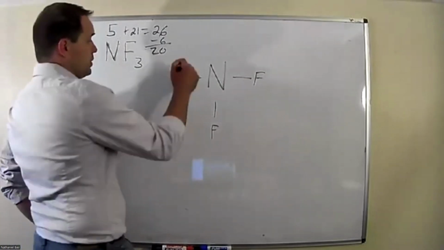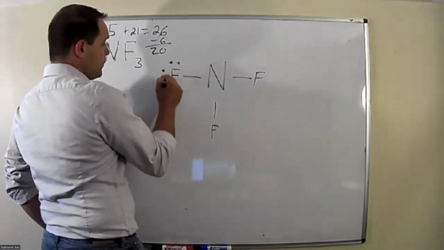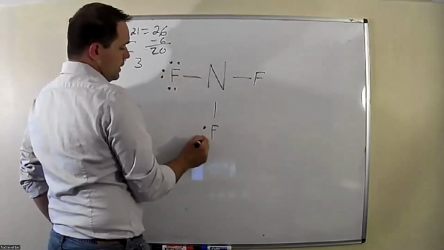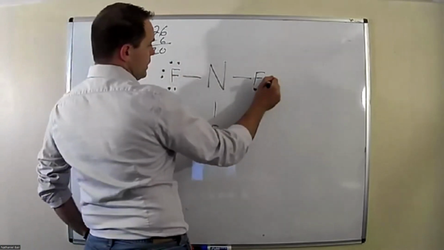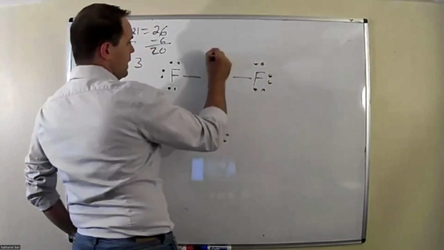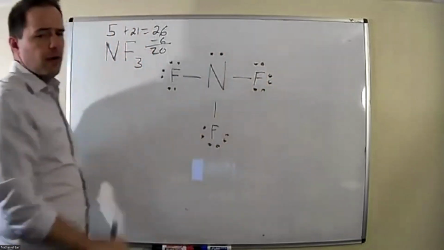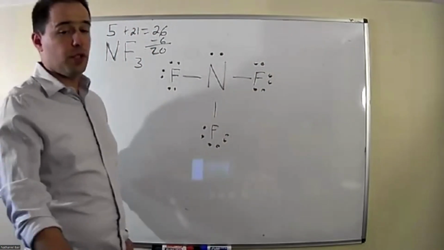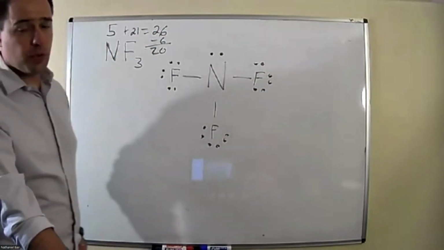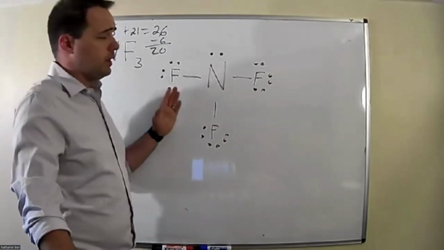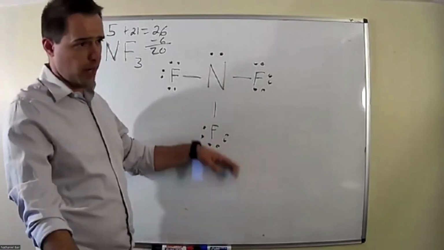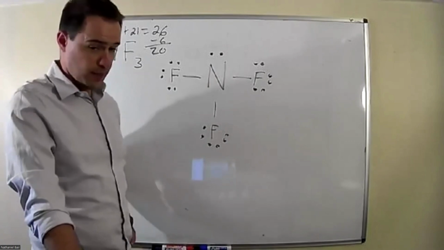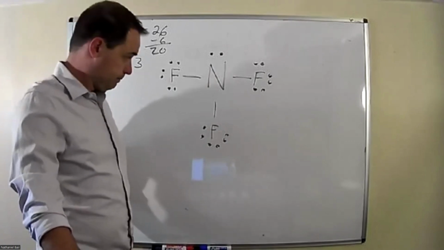A doer just starts spending. 2, 4, 6, 8, 10, 12, 14, 16, 18, and 20. There is our Lewis structure for nitrogen trifluoride. Nitrogen trifluoride has 3 single-bonded fluorines to a central nitrogen atom. Each of those fluorines has 3 lone pairs, and the central nitrogen atom has a single lone pair.